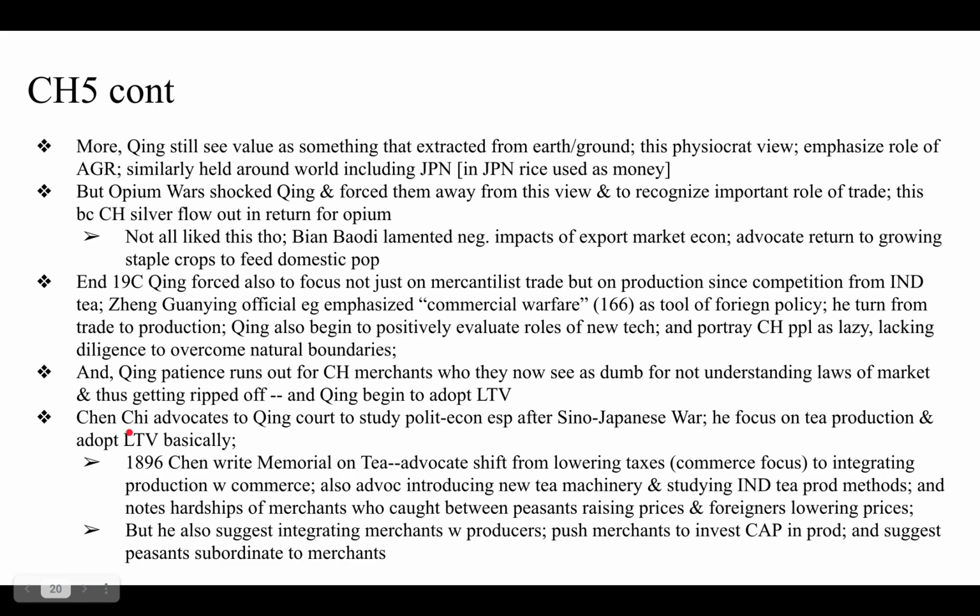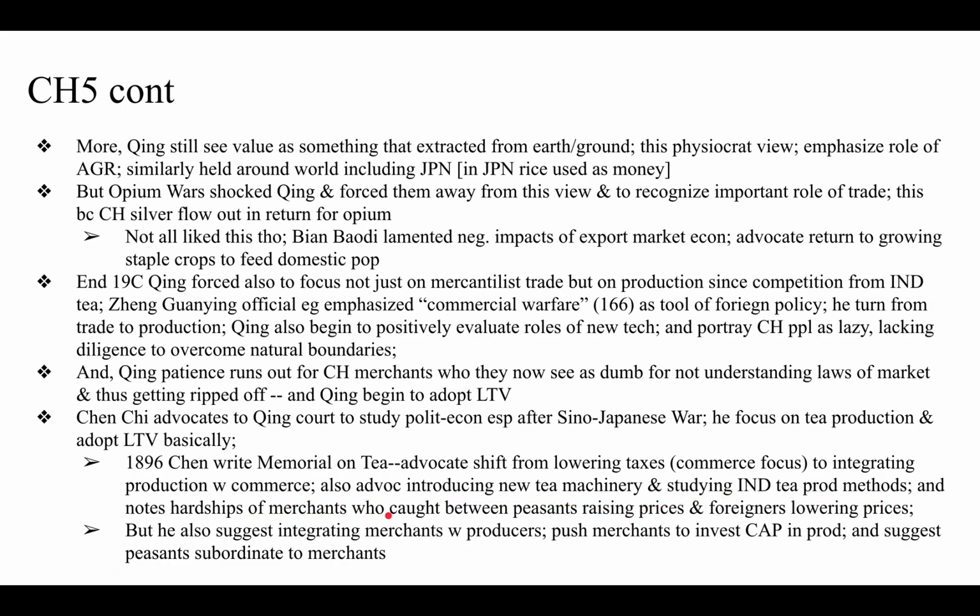And Chen Qi, as I mentioned, advocated to the Qing court to study political economy, especially after the Sino-Japanese War, and he was focused on tea production and also adopted the labor theory of value. In 1896, he wrote a tract called The Memorial on Tea, in which he advocated shifting from lowering taxes to integrating production with commerce. He also advocated using new tea machinery and studying Indian tea production methods.